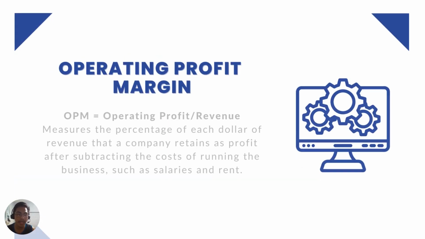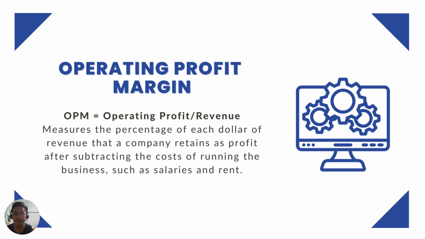Next is the operating profit margin. So the OPM is calculated by dividing the operating profit, which is the gross profit minus operating expenses, by its revenue. It measures the percentage of each dollar of revenue that the company retains as profit after subtracting the cost of running the business, such as salaries and rent.